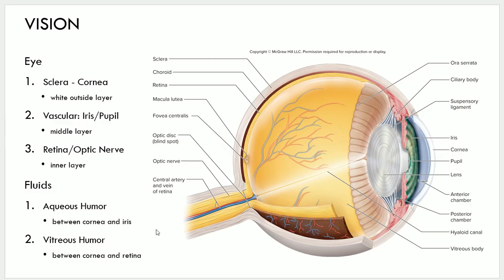Yep. Okay, moving on to fluids, we have aqueous humor, which is between the cornea and the iris. So the aqueous is going to be anterior. And we have our vitreous humor, which is between the cornea and the retina. So vitreous humor is posterior. And those are our fluids. So aqueous humor, anterior. Vitreous humor, posterior.